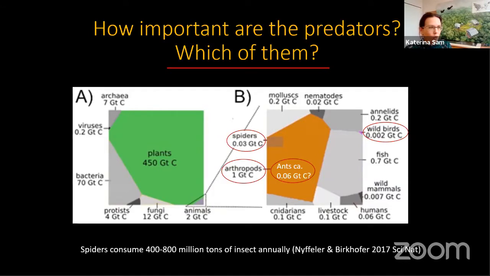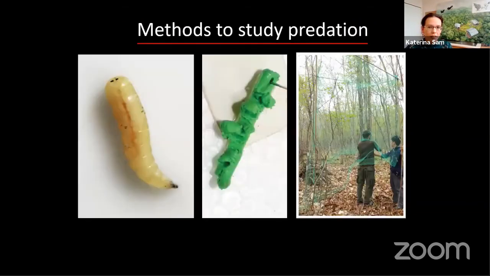In contrast to the arthropods, predatory arthropods like ants and spiders have much bigger biomass globally, and they are estimated to consume even more arthropods and tons of insects annually than the birds. So we were thinking about how to study the predation.